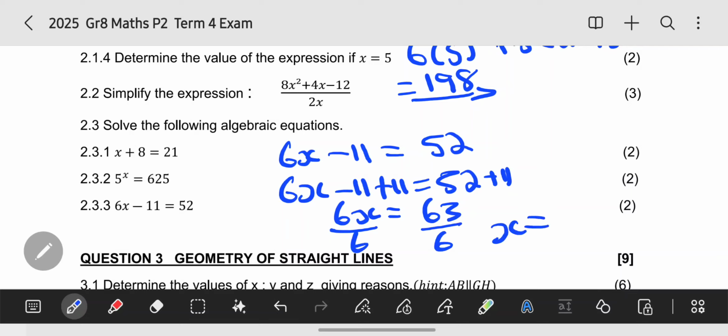And then x is going to be 10,5. Okay, x is 10,5.